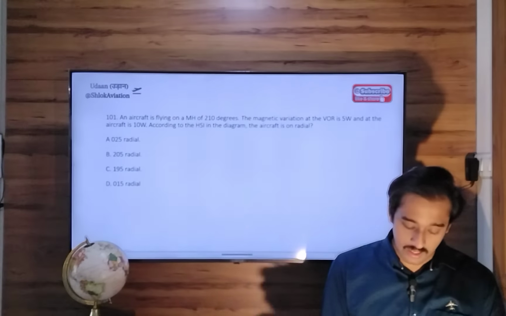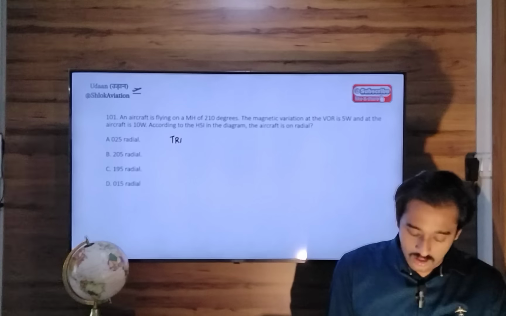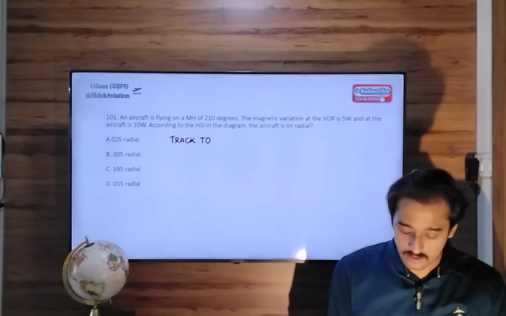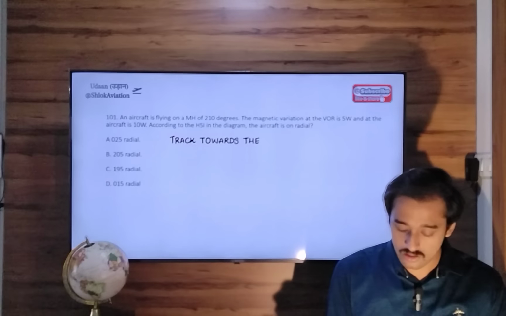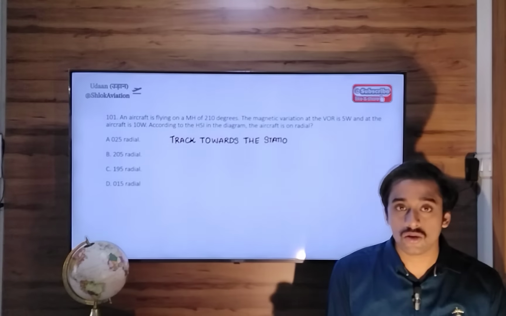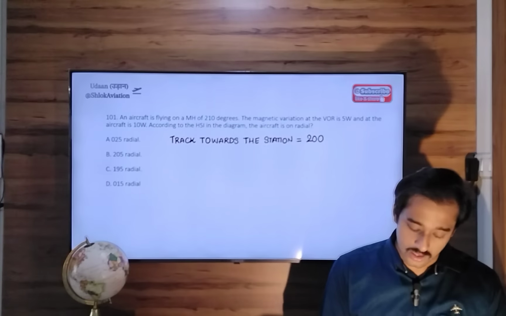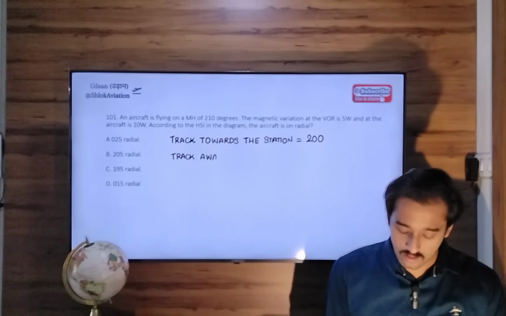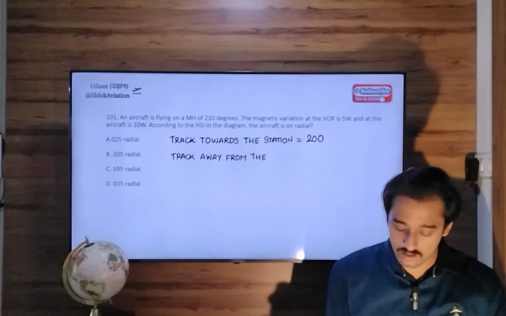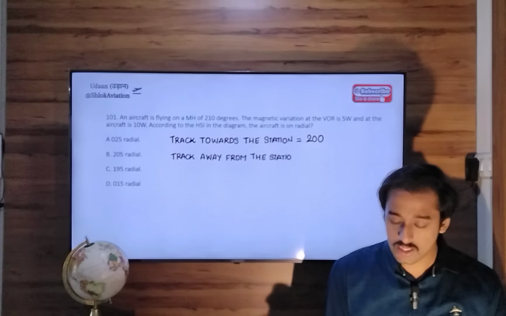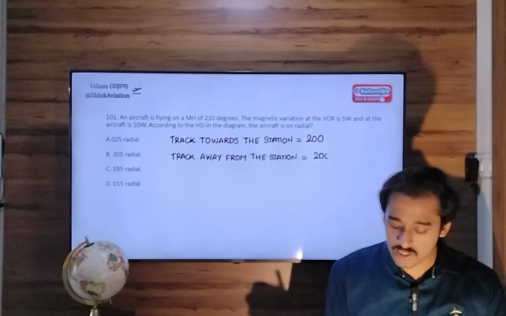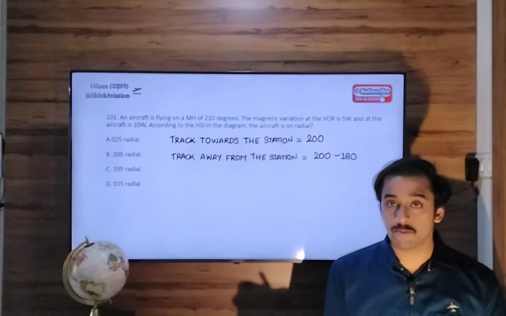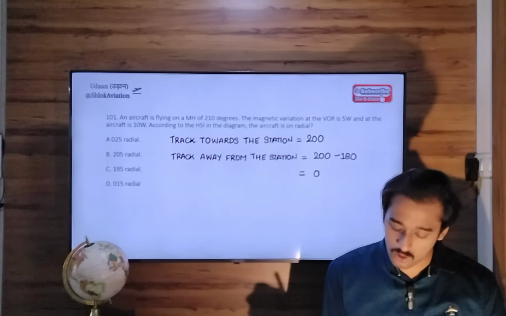so I'm writing it here. The track towards the station is 200. So track away from the station is equal to 200 minus 180, the reciprocal of that, which is equal to 020.